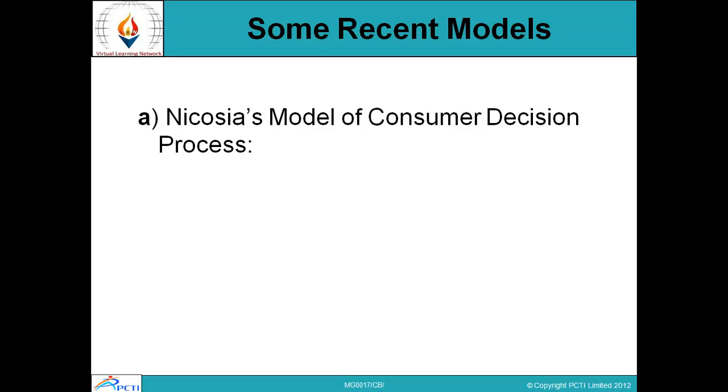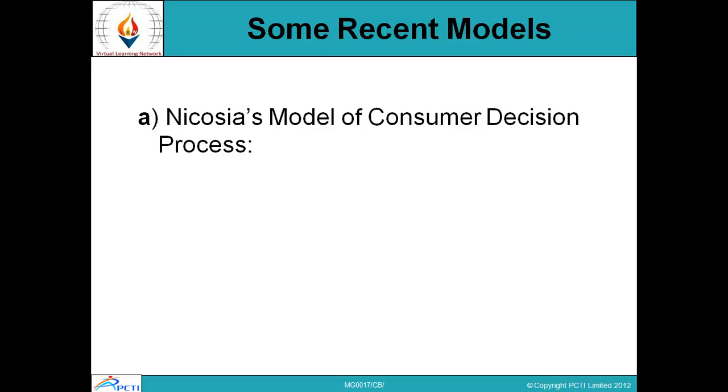This model, Nicosia's model of consumer decision process, focuses upon the decision-making steps that a consumer adopts before buying goods or services. You as a consumer, before buying any goods and services, take a decision based on certain steps, and that is what we are going to discuss in this model. The main field of these models is how a consumer behaves. That is what we are going to discuss.